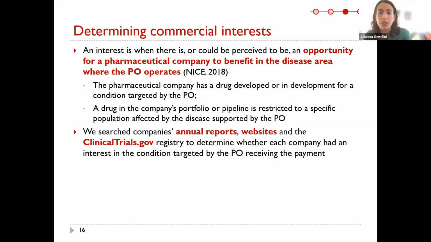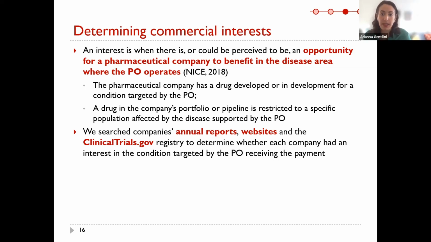So then we developed a methodology to assess the extent to which a pharmaceutical company holds an interest in the disease targeted by a patient organization. For the purpose of this analysis, we adapted the definition of interest provided by NICE, which says that an interest is when there is or could be perceived to be an opportunity for a pharmaceutical company to benefit in the disease area where the patient organization operates. This could include, for example, situations where the pharmaceutical company has a drug developed or in development for a condition targeted by the patient organization, or where a drug in the company's portfolio or pipeline is restricted to a specific population affected by the disease targeted by the patient organization. This is a bit cumbersome, but hopefully it will become clear down the line.